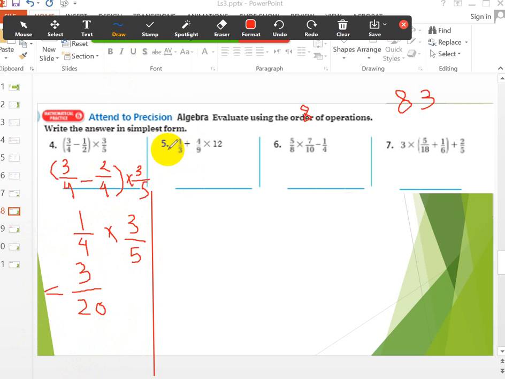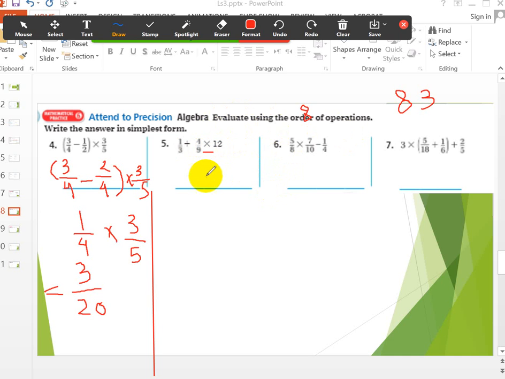So now let's move to number 5. I want to find the answer here. So I will start with the order of operation. Let's start with the order. How will I find the numbers? First, I have to start with multiplication. There are no parentheses here, so I will start with multiplication.